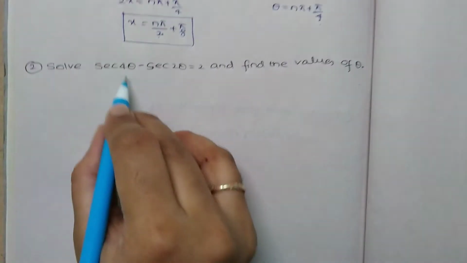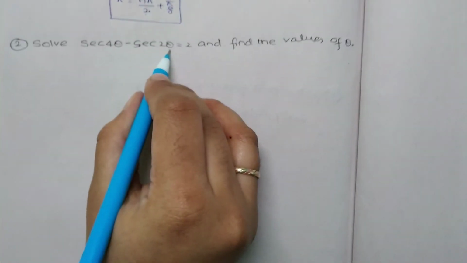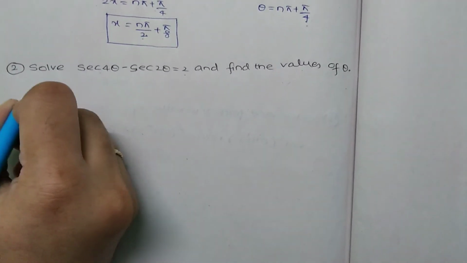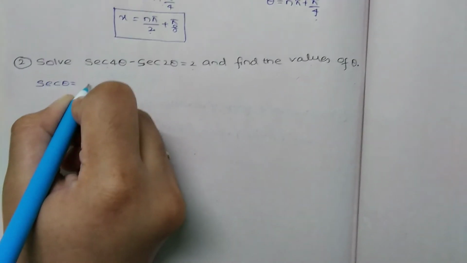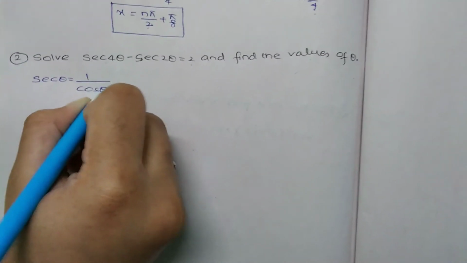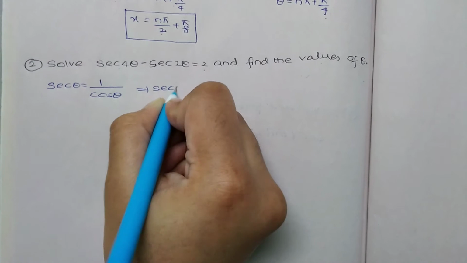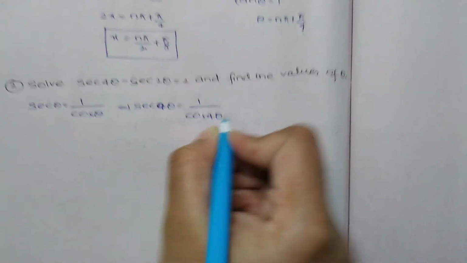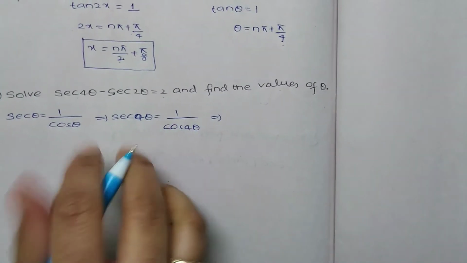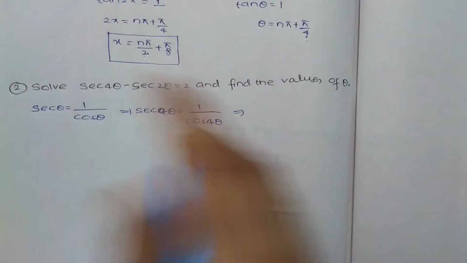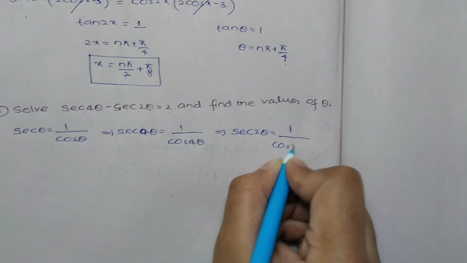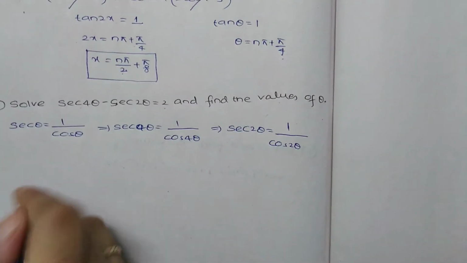Okay, this is given. Secant 4 theta minus secant 2 theta is equal to 2. Then find the values of theta. We know that secant theta is equal to 1 by cos theta. This also implies secant 4 theta is equal to 1 by cos 4 theta. Theta can be anything, they are reciprocal of each other. Secant 2 theta is equal to 1 by cos 2 theta. So write these values here.